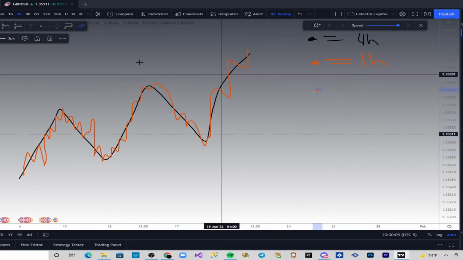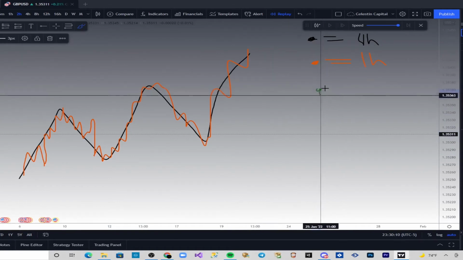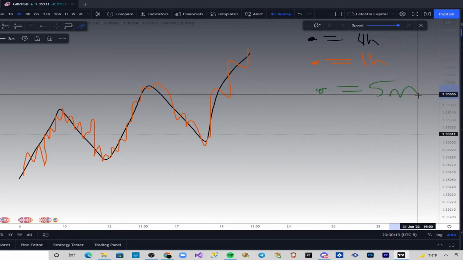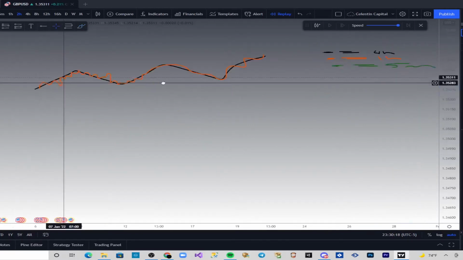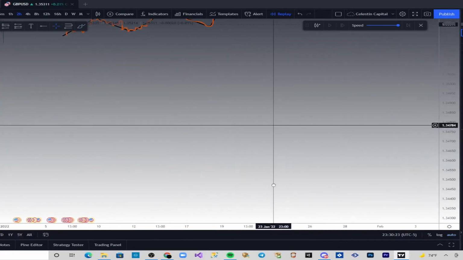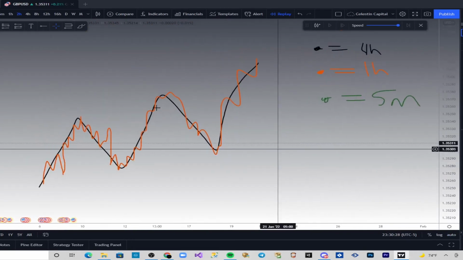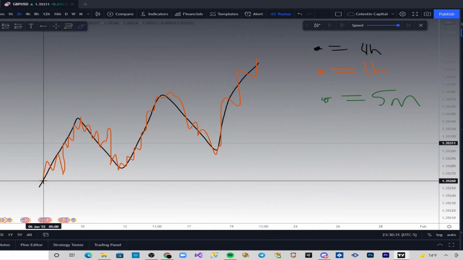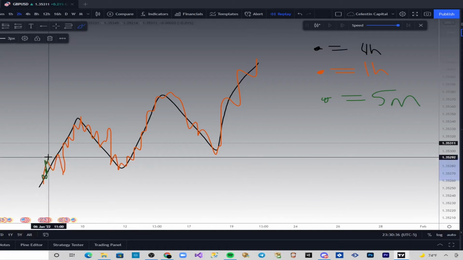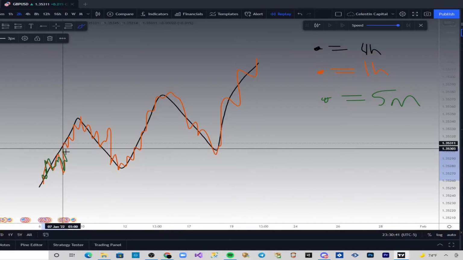So let's say the green is 5 minute equals 5M. On a lower time frame, you may see something like this. Oops, I lost it. All right, here we go. We're back. Don't worry, guys. So on this green, you may see microstructure, and it may look crazy and noisy, right? But ultimately, it's still following the higher time frame.